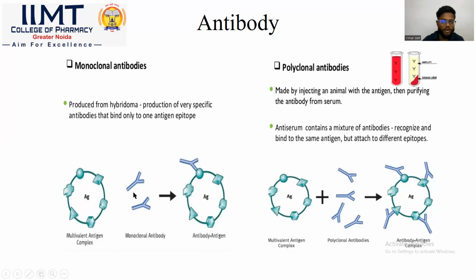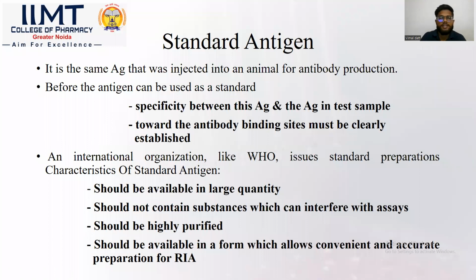In these diagrams, we can observe that this antibody only binds to one epitope of the antigen. And in the next diagram, we can see that four antibodies can bind to the same antigen at different epitope sites. Now, standard antigen. In this slide, we discuss standard antigen. Standard antigen means it is the same antigen that was injected into the animal for antibody production.